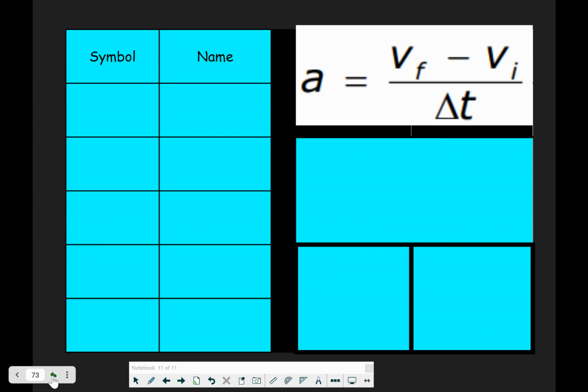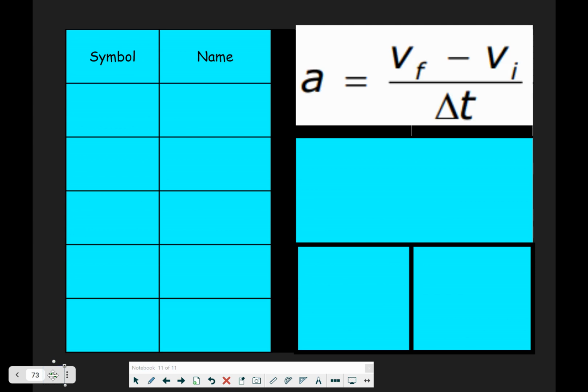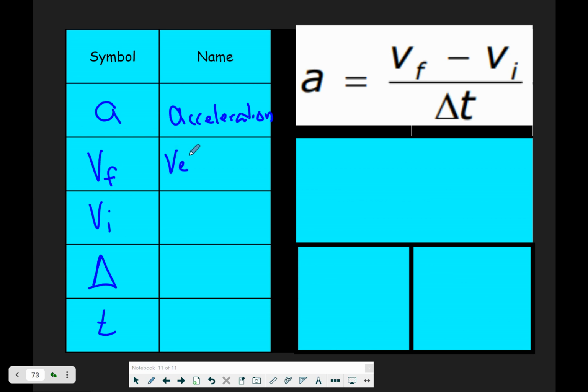Okay, I'll do another one with you. Right? We've got A, we've got VF, VI, delta, and T. Now, I don't care what order you put these in. So I'm going to look at my second column. A, I know, means acceleration. VF means velocity. Final.